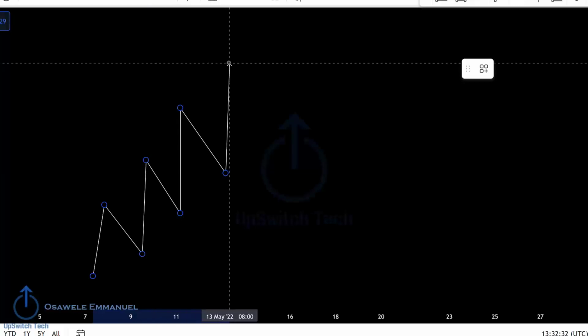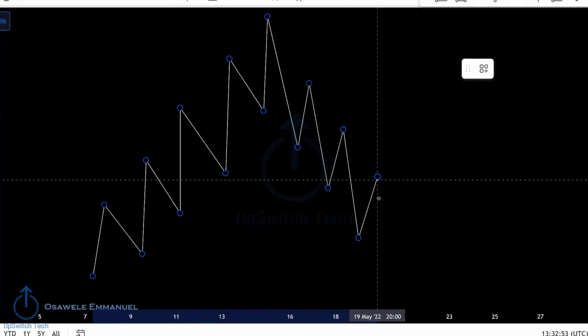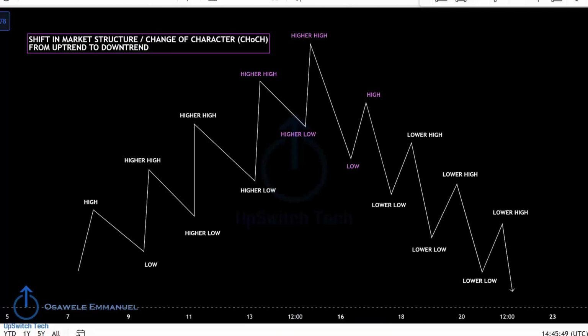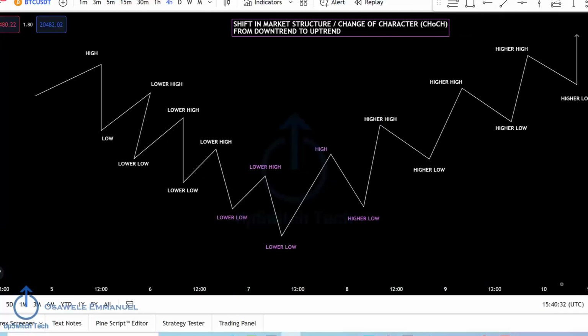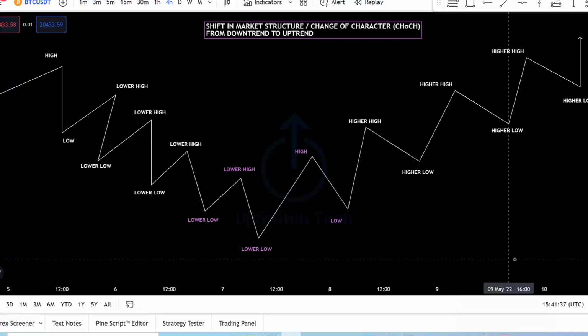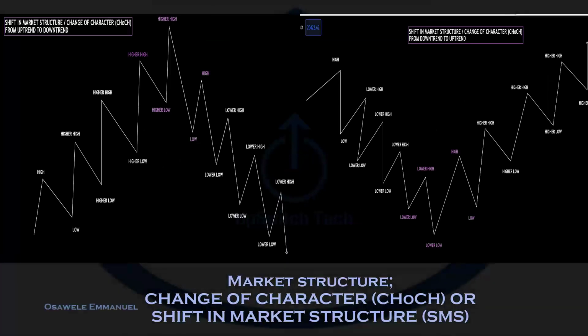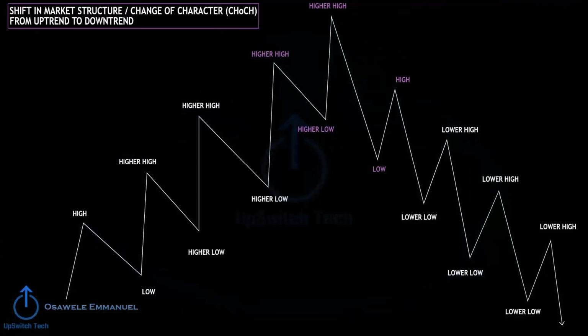An asset's market price is capable of changing its structure from an uptrend to a downtrend, and a downtrend to an uptrend. This process is called change of character, in short, CHoCH. The process is also called shift in market structure. On an uptrend, change of character, or shift in market structure, occurs when the market, after making a higher high, comes downward, and then breaks through the previous higher low.